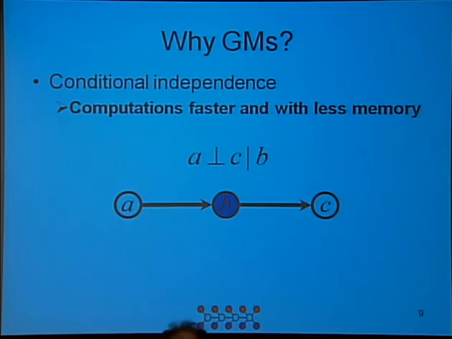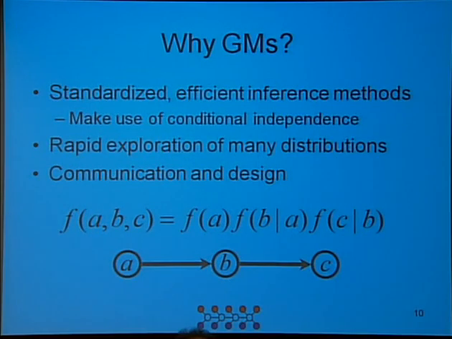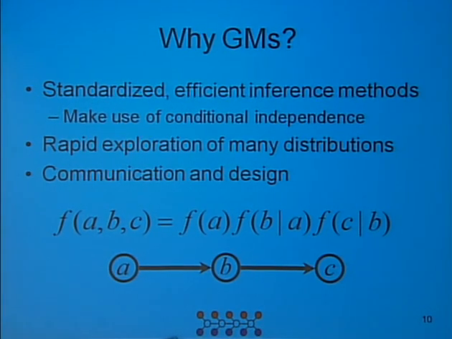Second, sometimes certain factorizations lead to conditional independence. And when you have conditional independence, you can do inference faster and with less memory. Given a standard Markov chain, A is independent of C given the B variable. And as I had mentioned, when you have conditional independence, it improves inference. And this results in rapid exploration of a lot of different distributions. You make the change on the graphical model level, and the inference engine figures out how to exploit the conditional independence in your model. And then finally, it facilitates communication and design.